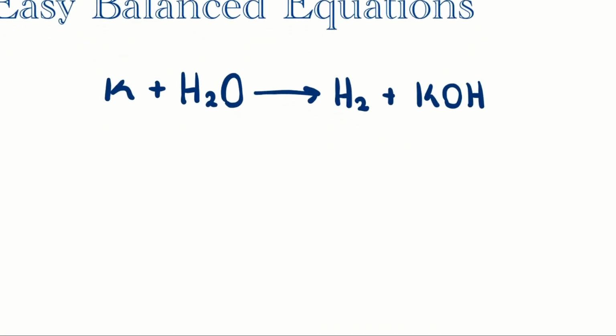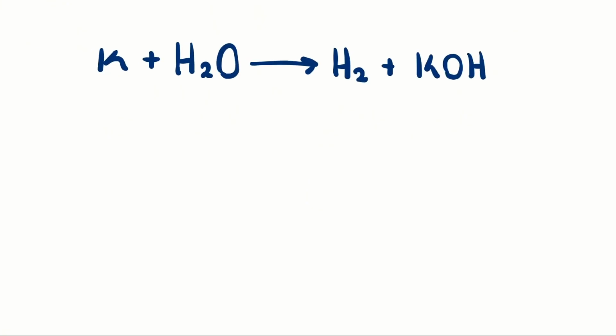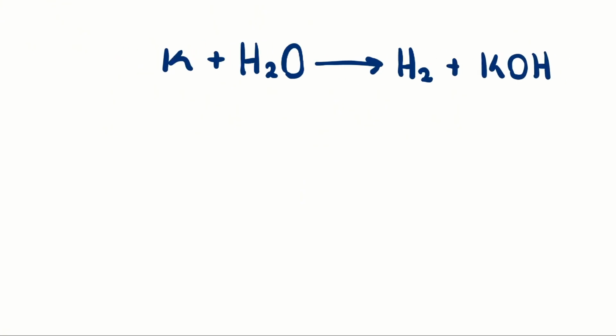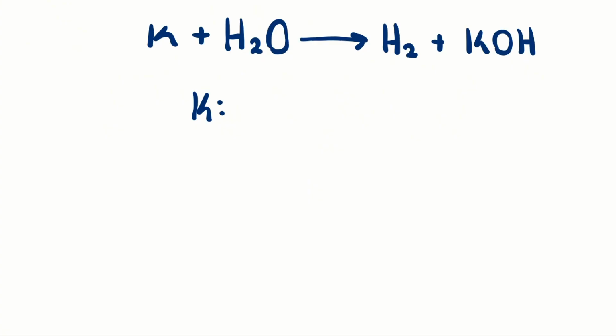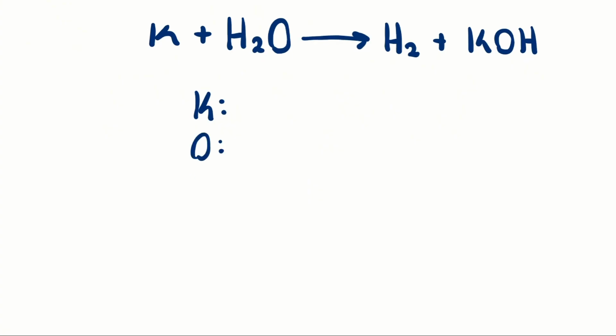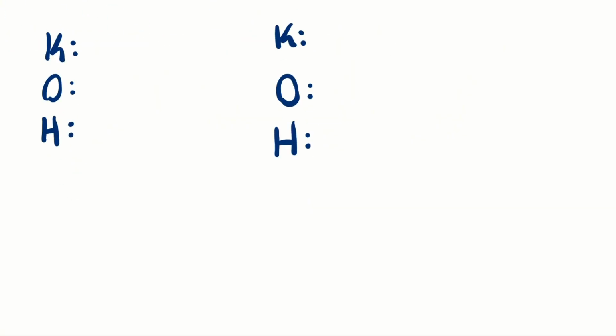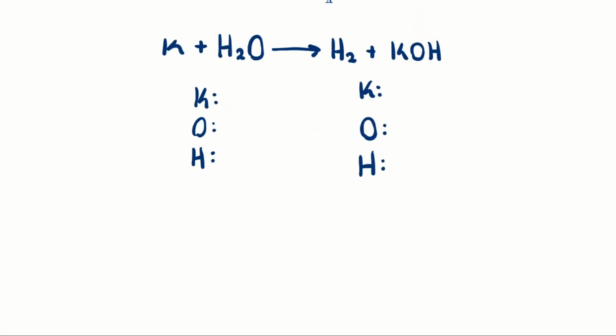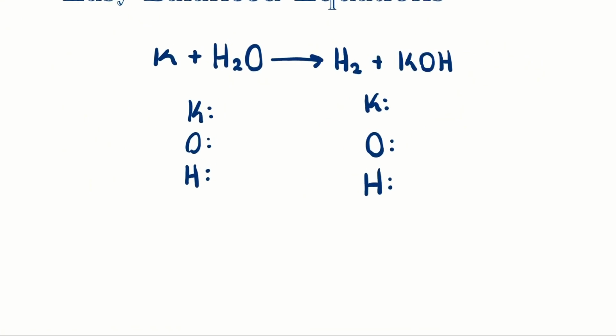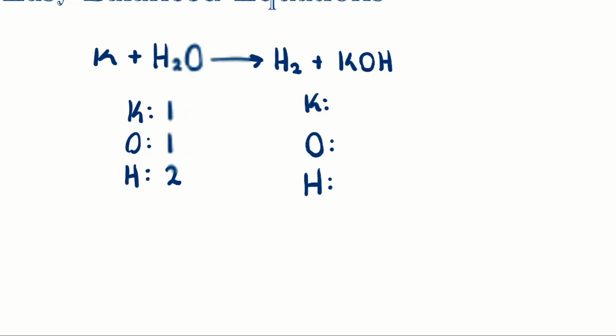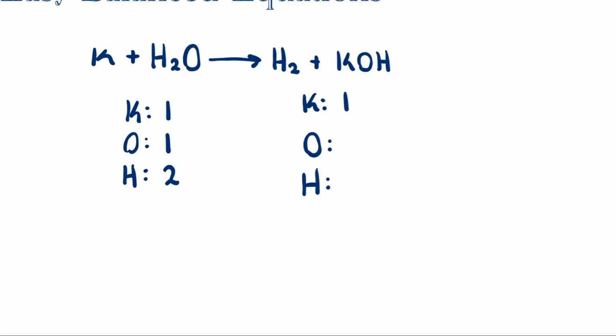So a really nice way that I like to work with these kinds of equations is to just go ahead and write down your atoms, and we're going to focus on just the number of atoms for the reactant side and the product side. So we can see here that on the left side we have 1 potassium, 1 oxygen and 2 hydrogen on the reactant side. On the product side, we have 1 potassium, 1 oxygen, and 3 hydrogen.